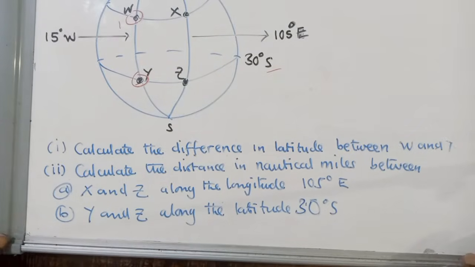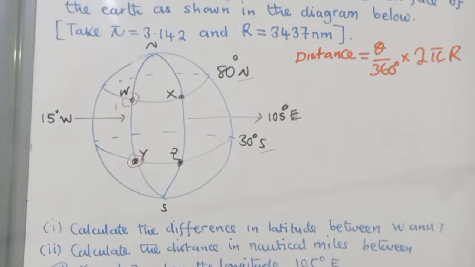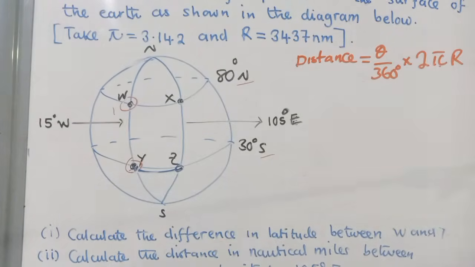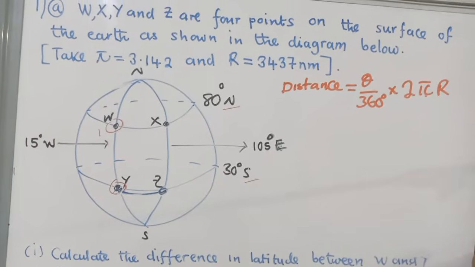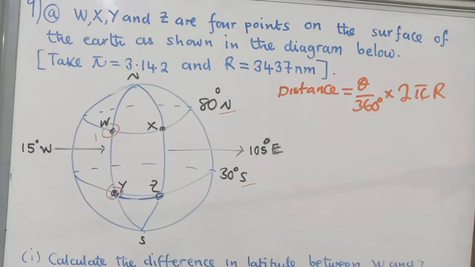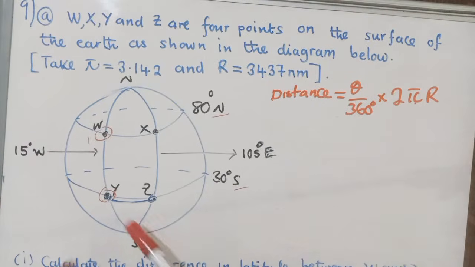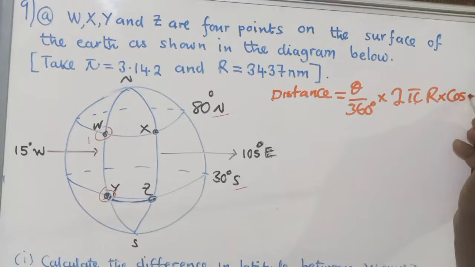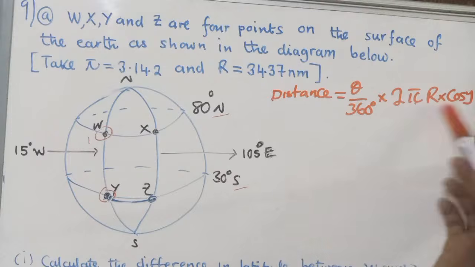So what do you do here? Because you want to find the distance between these two, from here to here. You get the same formula, just the same formula. Now, since it's along the latitude, all you need to do is to multiply by cos y. Just add cos y to the same formula.